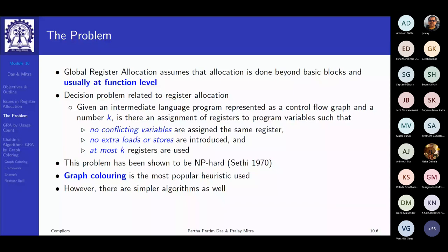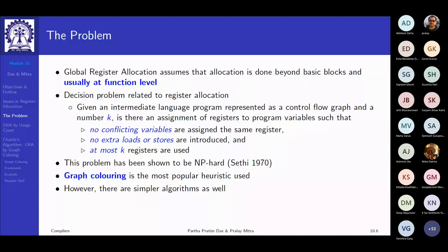One, no conflicting variables are assigned the same register. What are conflicting variables? Two variables x and y are conflicting if there is some program point, at least one program point, where both of them are live at the same time. If both of them are live, naturally they cannot be assigned the same register because one will erase the other. So there has to be no conflicting variable assigned the same register.